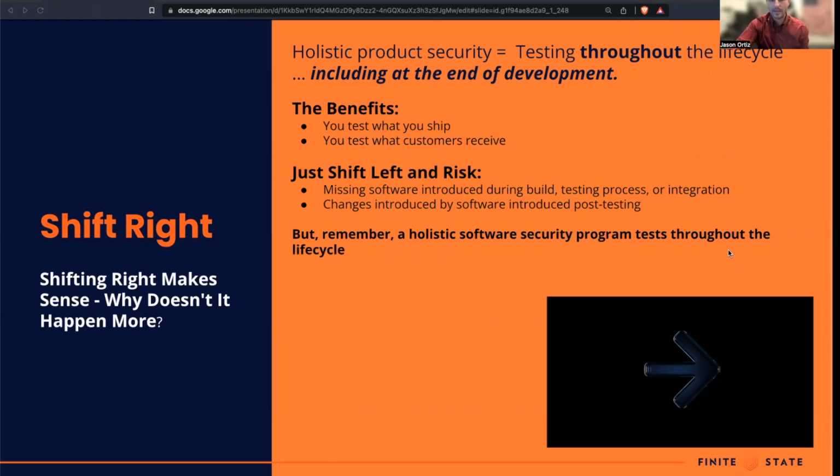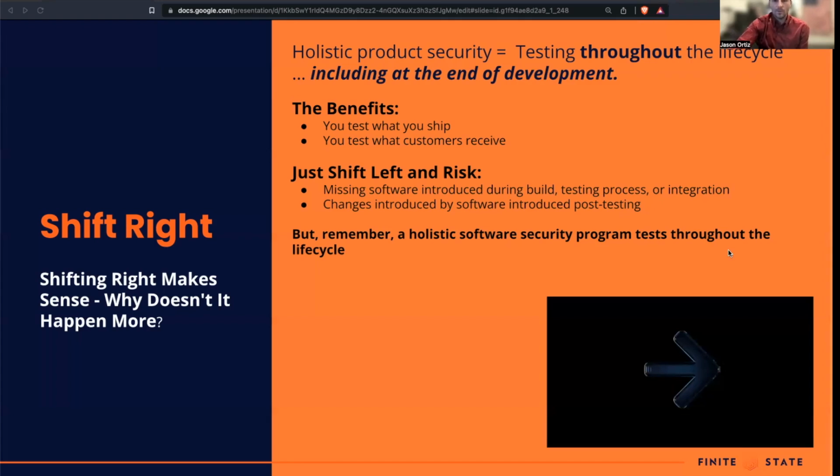The benefits of shifting right in terms of when we're testing and when we're looking at some of this supply chain analysis is that we get to test exactly what we're shipping. If we're testing the full supply chain of what's in our software supply chain and what's in our products right before we ship it to customers, then we are testing exactly what our customers are receiving. If you're only testing further left and you're doing your risk management based on decisions solely further left, then you're probably missing software that's introduced during the build process or even the testing process or potentially the integration process. And you're certainly missing changes that are introduced after those testing rounds.